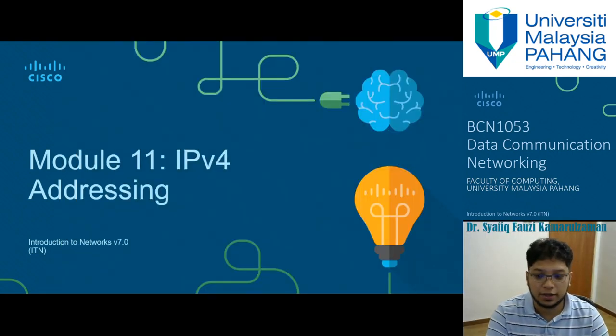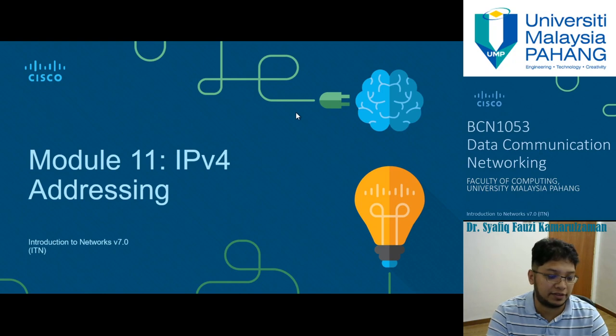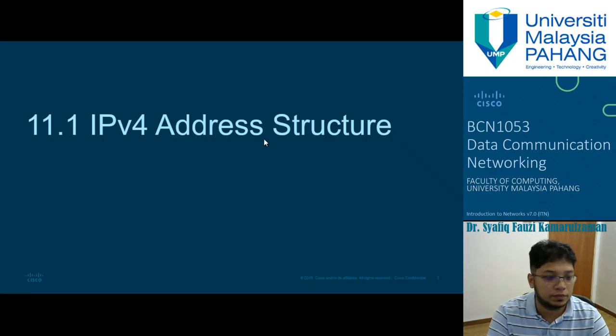Okay, so today our lecture will be under Module 11 of the Cisco Introduction to Networks course, which is IP addressing. Today my lecture will be about IPv4 addressing. For IP addressing, we have two types of IP basically, which are IPv4 and IPv6. I start the course with the first chapter of this module, which is the IPv4 address structure.